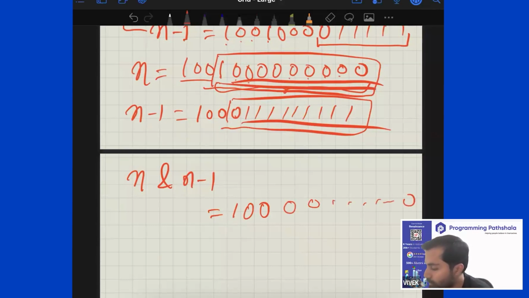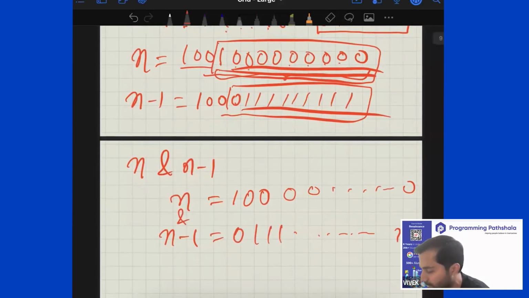Now, once again, if you find out n minus 1, how will it look? 0 followed by all ones. And this time, if you take n and n minus 1, tell me what will you get? What will you get? 0, exactly.